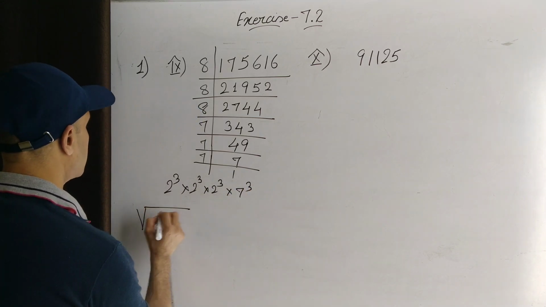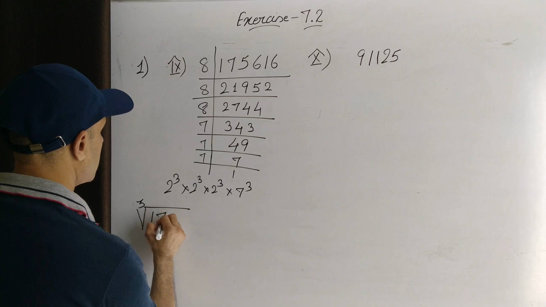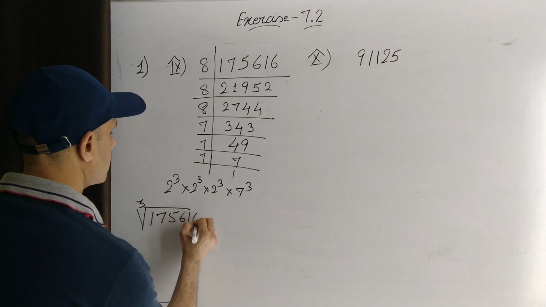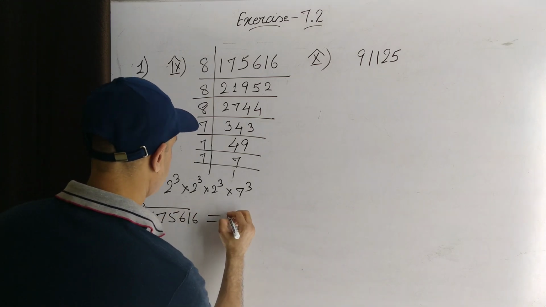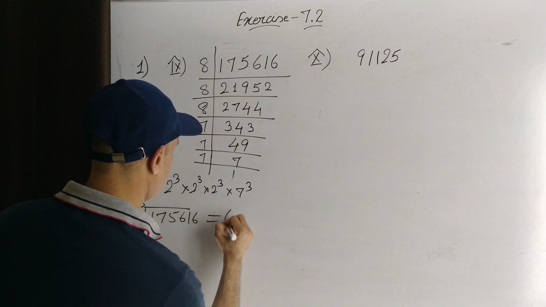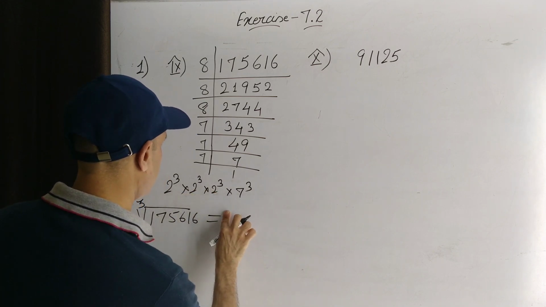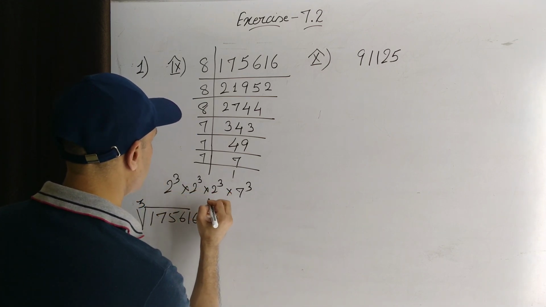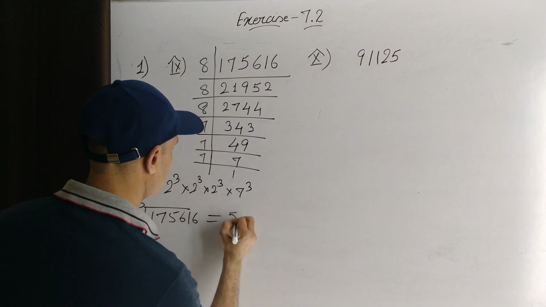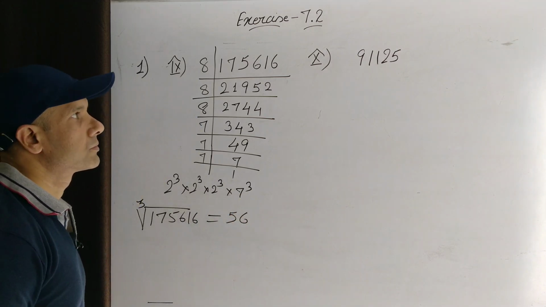Hence, cube root of 175,616 is equal to 2 into 2, 4, into 2, 8. 8 sevens are 56.